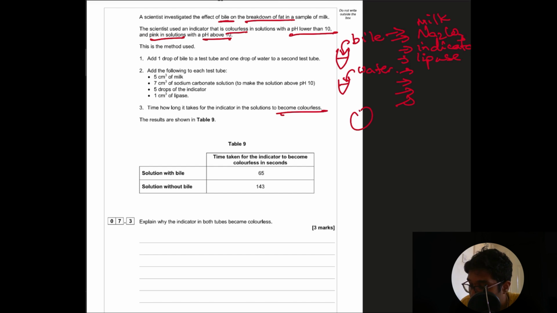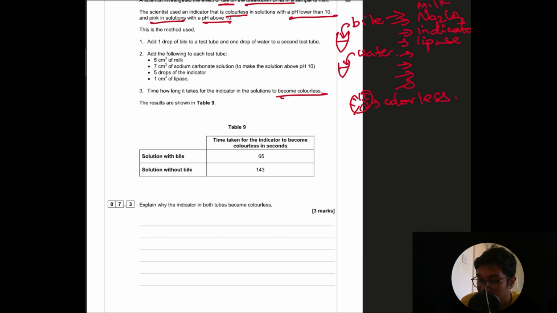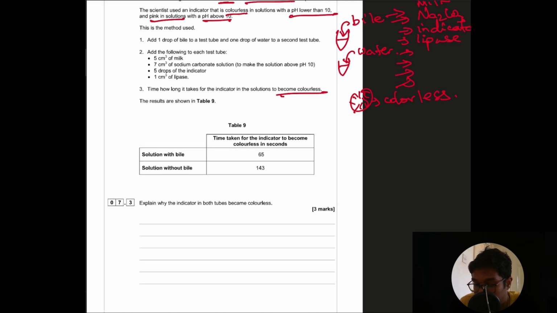Stopwatch. Colorless. So make quick hints when you're answering questions so that you understand what's happening. They've shown that the solution without bile takes longer to become colorless than the solution with bile. So that is the gist of the answer to the question. Even without reading the question, they can just make a conclusion like that. Let's see what the question actually entails.